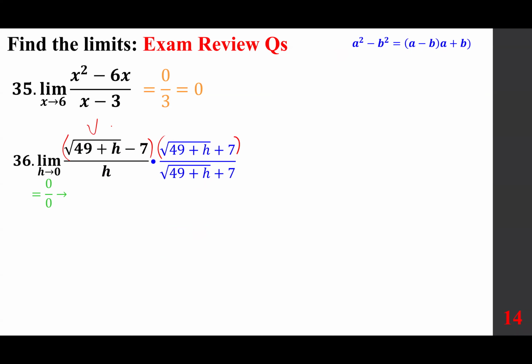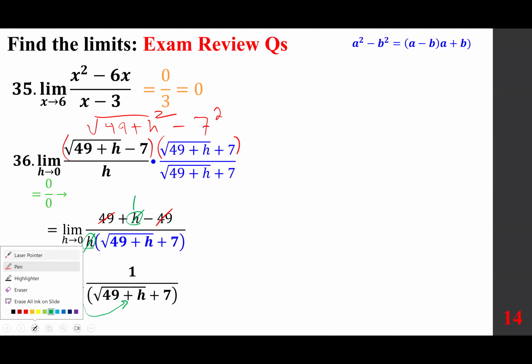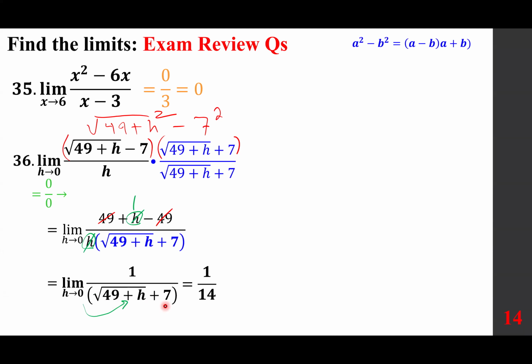The top becomes the square root of 49 plus h quantity squared minus 7 squared. We cancel those two, 49 and negative 49. We cancel the h. And now if I plug in 0, I get 49 inside the radical, which comes out as 7, and 7 plus 7 is 14. 1 over 14 is the final answer.